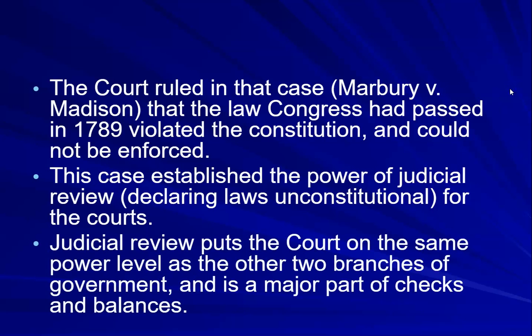Judicial review puts the court on the same power level as the other two branches of government. Congress passes laws, the president can veto laws. Congress can override the veto. The Supreme Court can declare laws unconstitutional, throwing it back to Congress and the president. It's a major part of checks and balances.